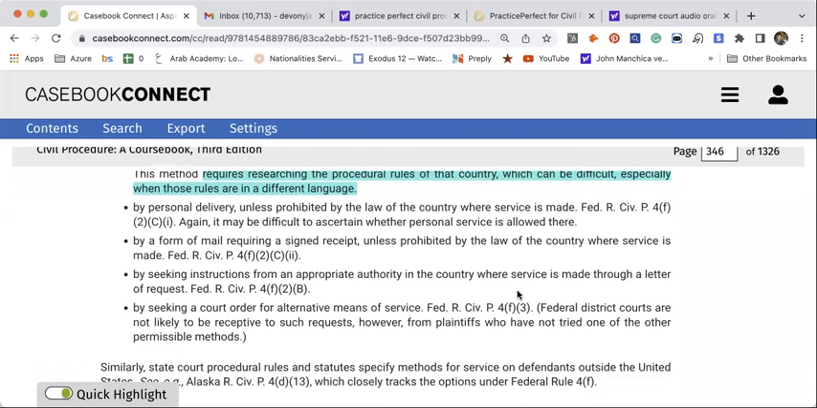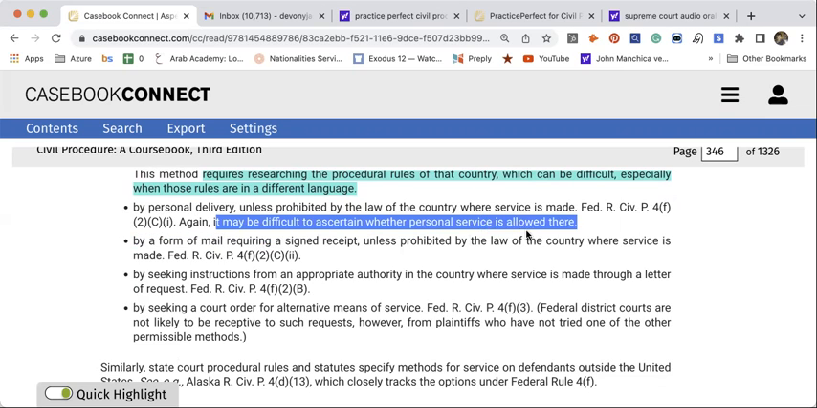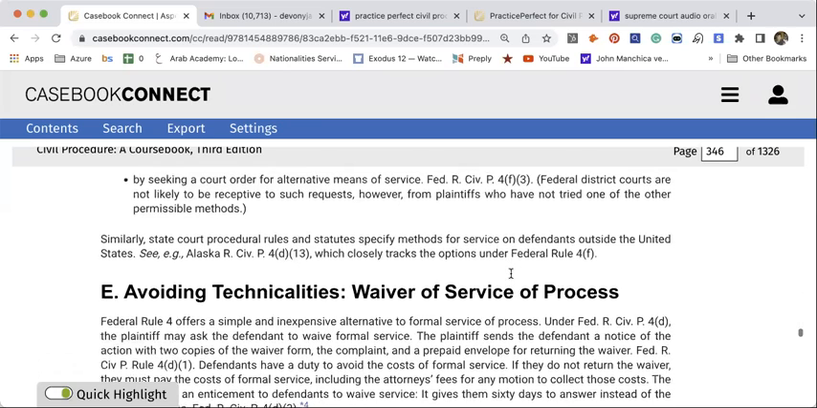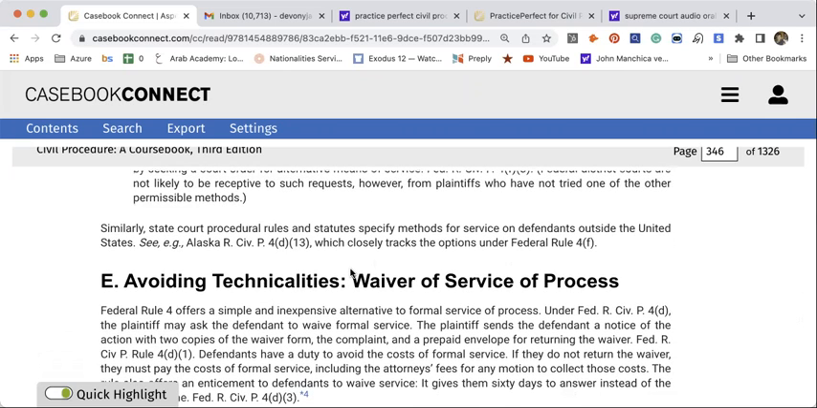Service may also be made by personal delivery unless prohibited by the law of the country where service is made. Again, it may be difficult to ascertain whether personal service is allowed there. Other methods include a form of mail with a signed receipt unless prohibited by law in the country where service is made, seeking instructions from an appropriate authority in the country where service is made through a letter of request, and seeking a court order for alternative means of service. Federal district courts are not likely to be receptive to such requests from plaintiffs who have not tried one of the other permissible methods. Similarly, state court procedure rules and statutes specify methods for service on defendants outside the United States.